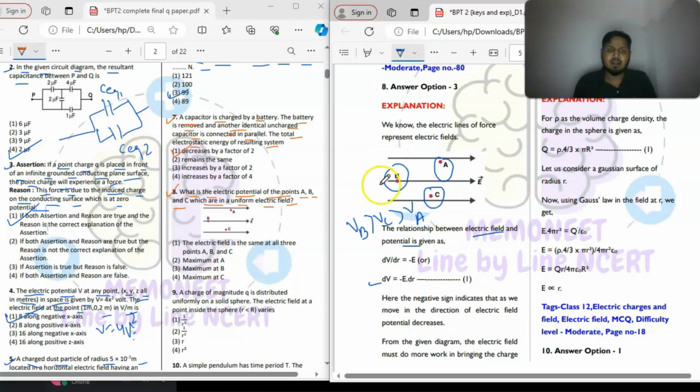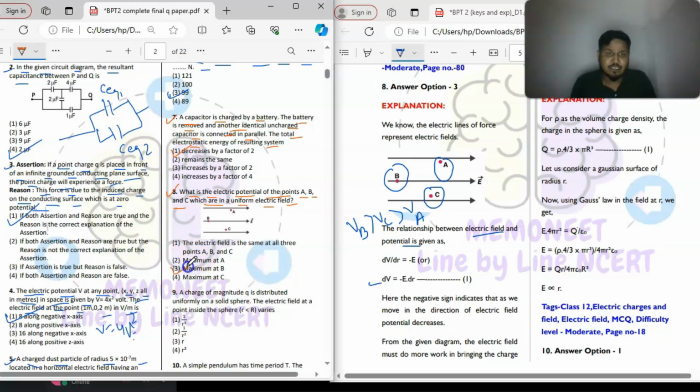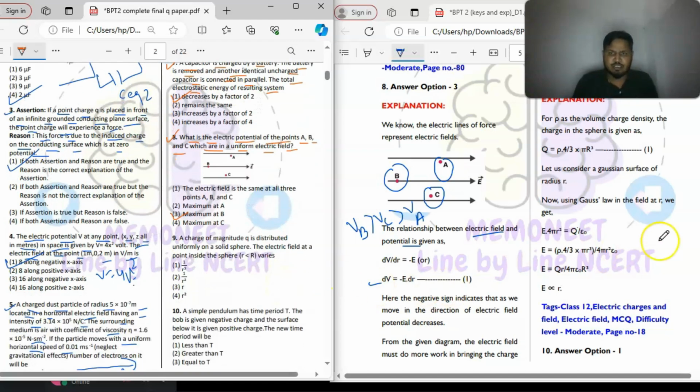Okay, so which option is the correct option? We have to choose which one has the maximum. That is B. B has the maximum potential, right? Okay, so now move to the next question.